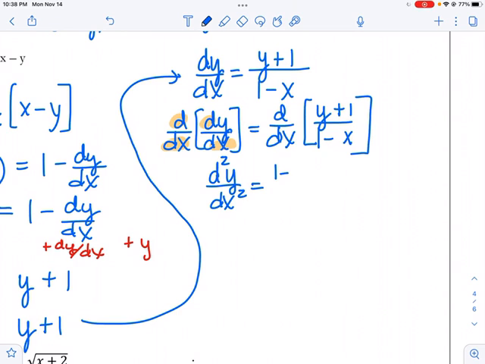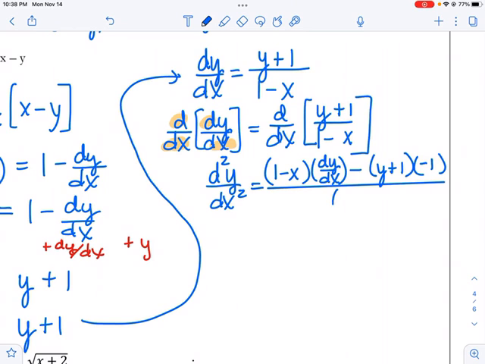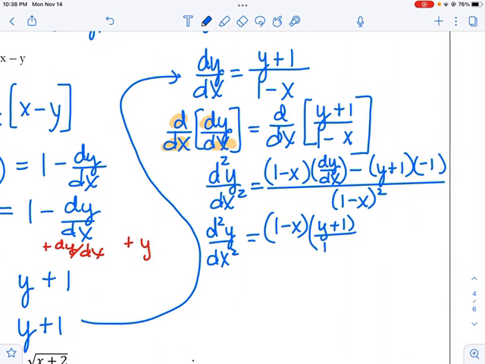So we have low, d high is just going to be dy/dx. Low d high less high, y plus 1. D low is going to be negative 1. And that's all going to be over low squared. So it's going to be 1 minus x squared. You don't have to square out the 1 minus x either. So we get the second derivative, d2y over dx squared, is then equal to 1 minus x, and we're going to plug in the dy/dx here, which is y plus 1 over 1 minus x.